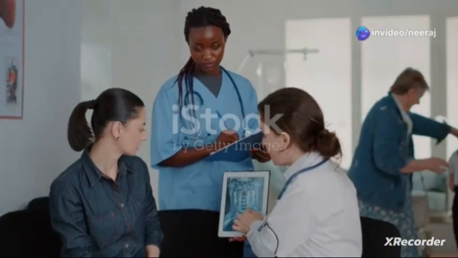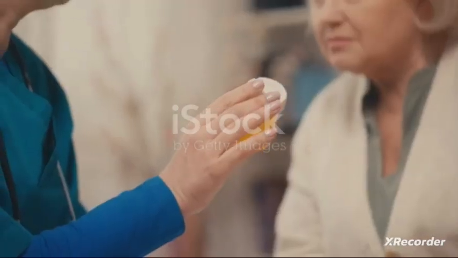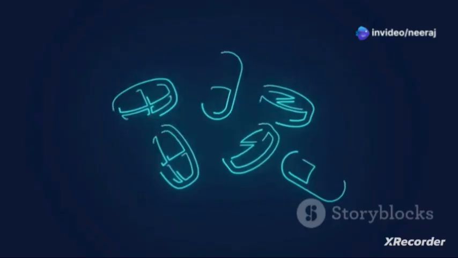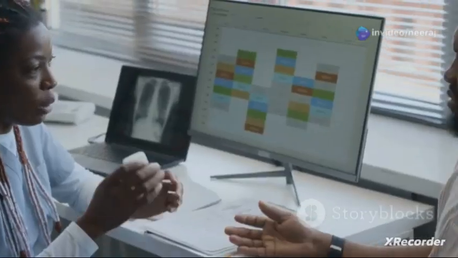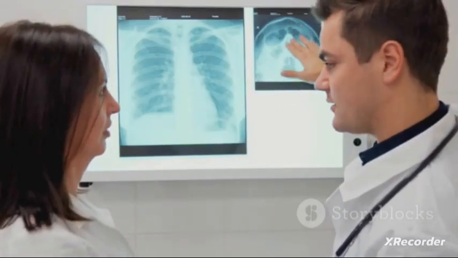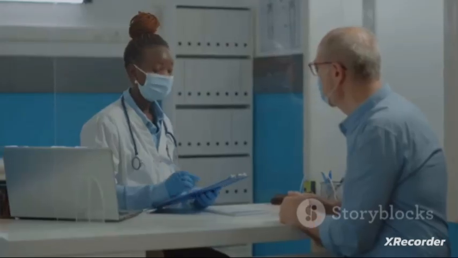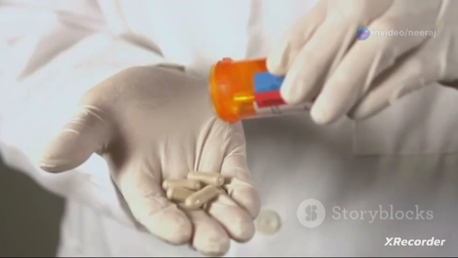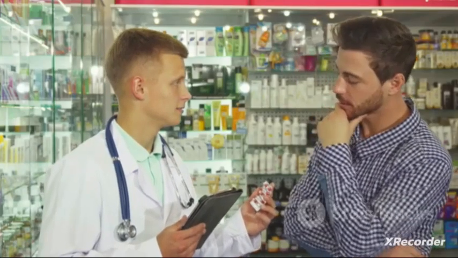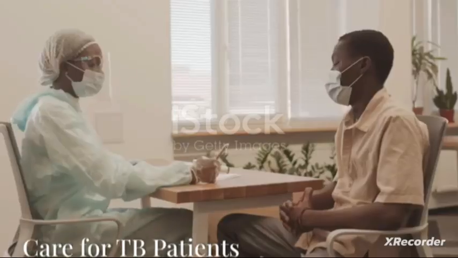Fighting back: treatment and management of TB. Tuberculosis is a treatable disease. Treatment usually involves taking a combination of antibiotics for several months. The length of treatment and specific antibiotics used will depend on the type of TB, whether it is active or latent, the severity of the illness, and the patient's overall health. It is crucial to take all medication as prescribed by the doctor. Even if you start feeling better, do not stop taking your medication. Stopping treatment early can lead to drug resistance and treatment failure.